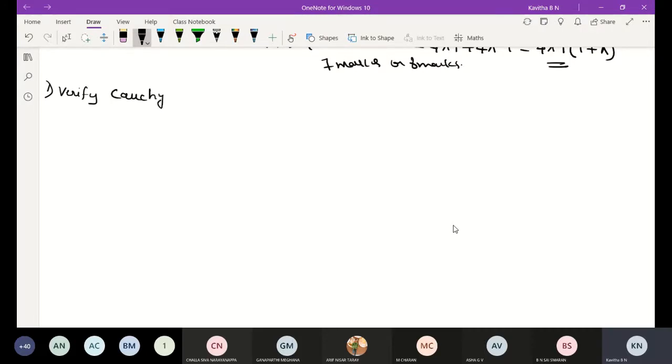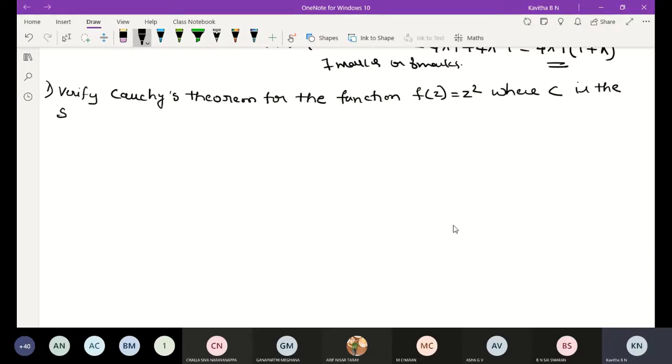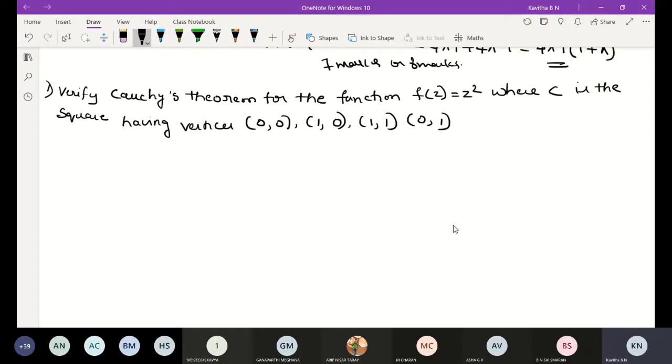Cauchy's theorem. Verify Cauchy's theorem for the function f of z is equal to z square, where capital C is the square having the vertices 0, 0, 1, 0, 1, 1 and 0, 1.